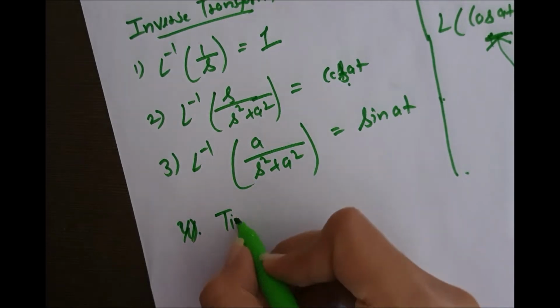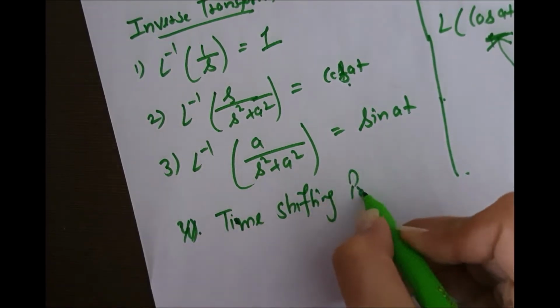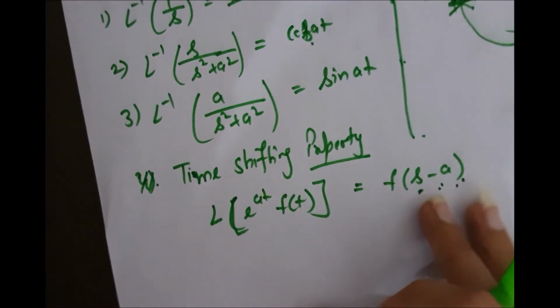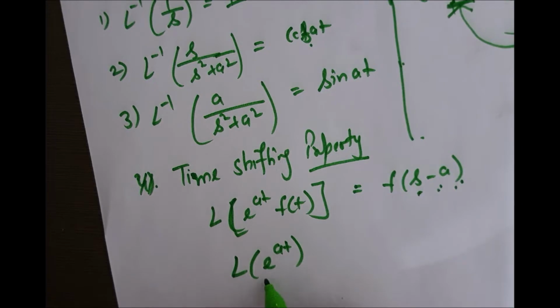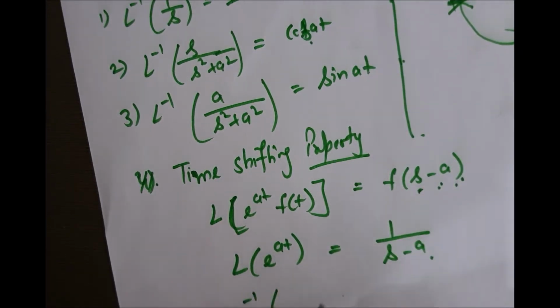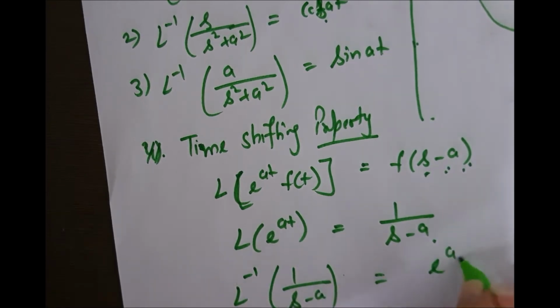According to the first property of Laplace transform, that is the shifting property, Laplace of exponential at times f(t) is F of s minus a. According to it, Laplace of exponential at is 1 upon s minus a. So Laplace inverse of this same function will be exponential at.